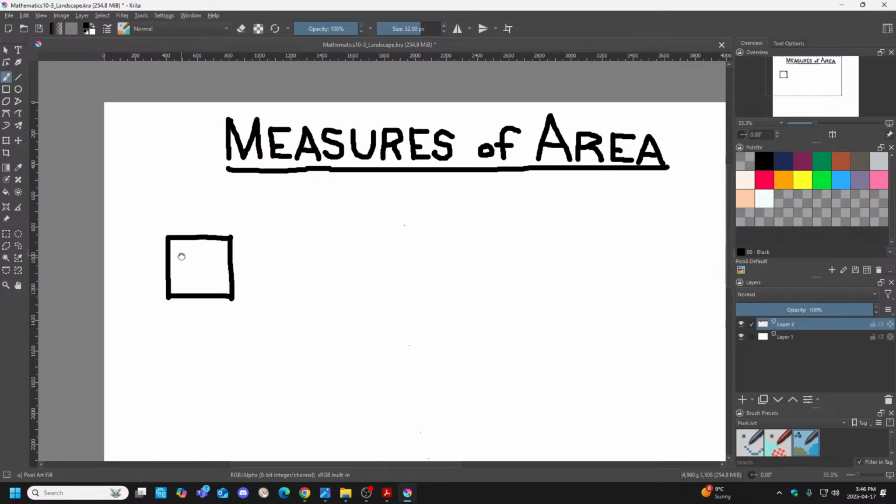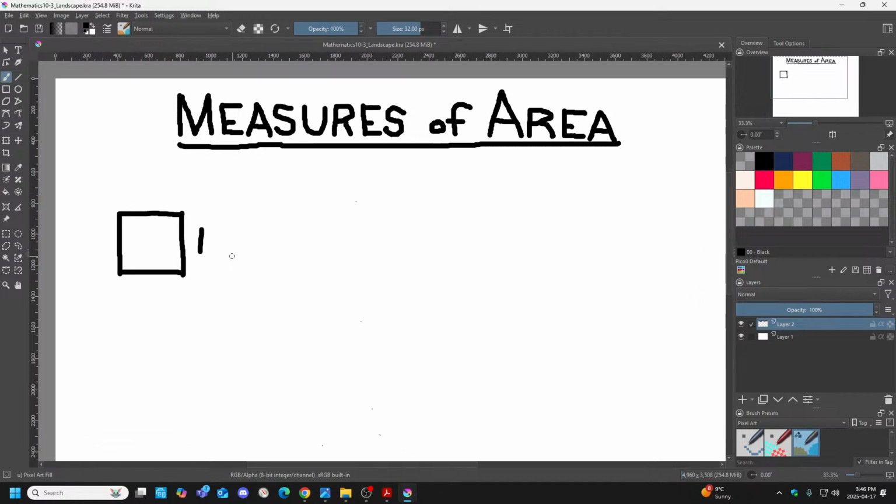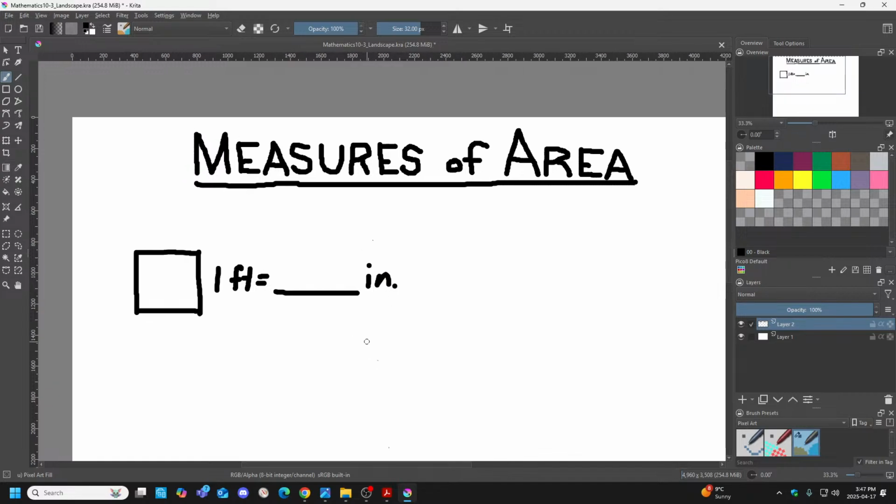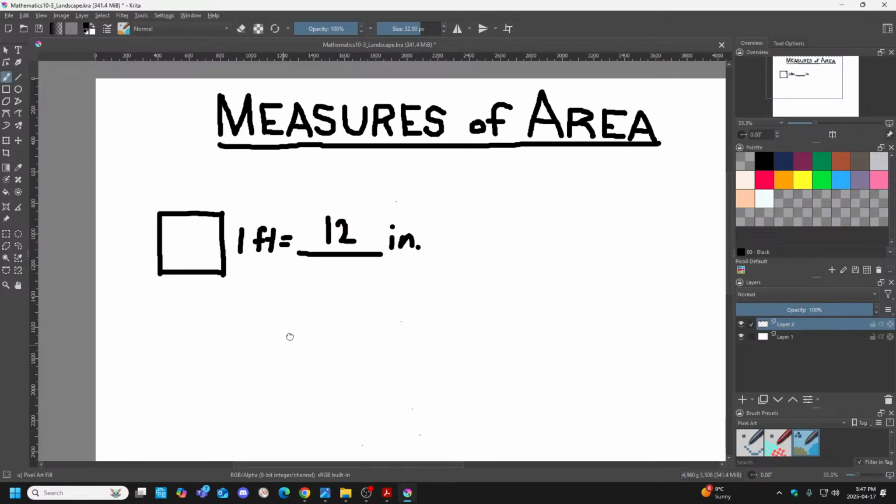We have a square. 1 foot. Okay. Hang on. 1 foot equals, what does it equal, guys? Inches. All right, good. You got the answer. That's awesome. 12 inches. Okay. We have a square.